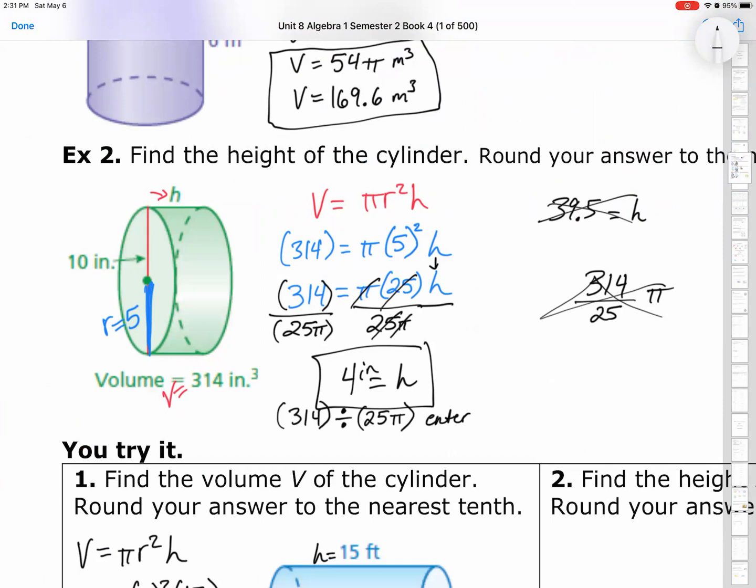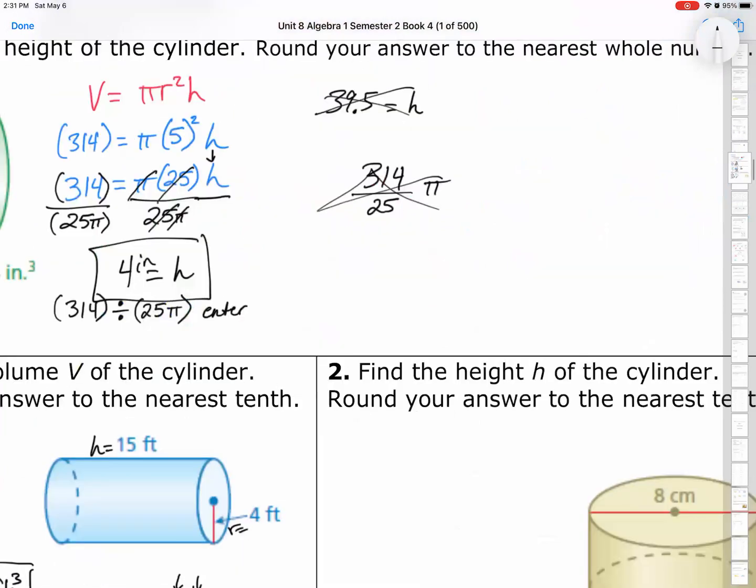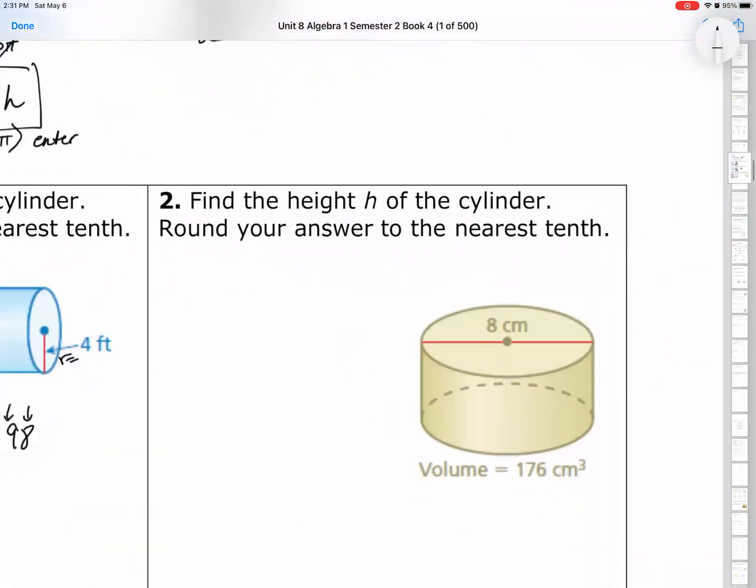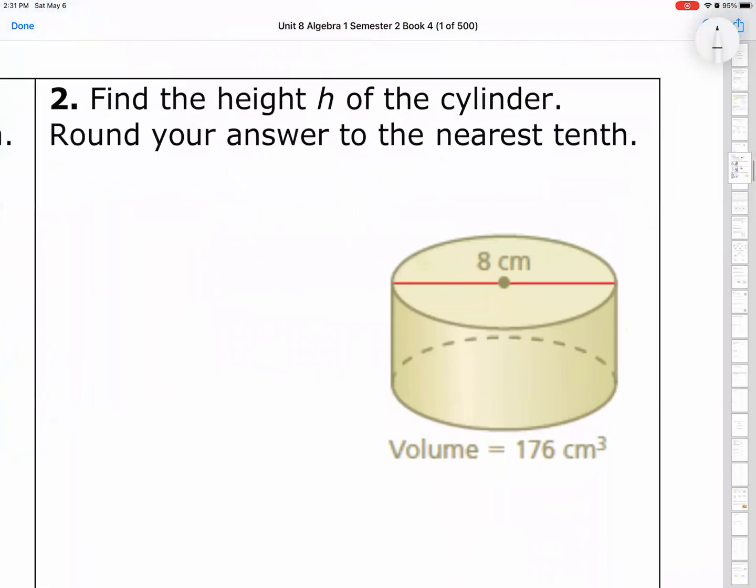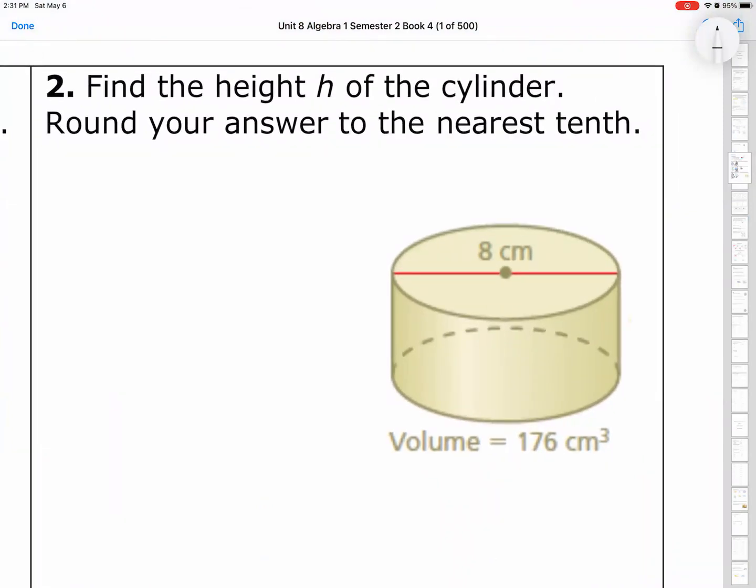All right, now what I'd love for you guys to do is to go ahead and please try example 2. Very, very similar question. And again, be mindful of those parentheses.